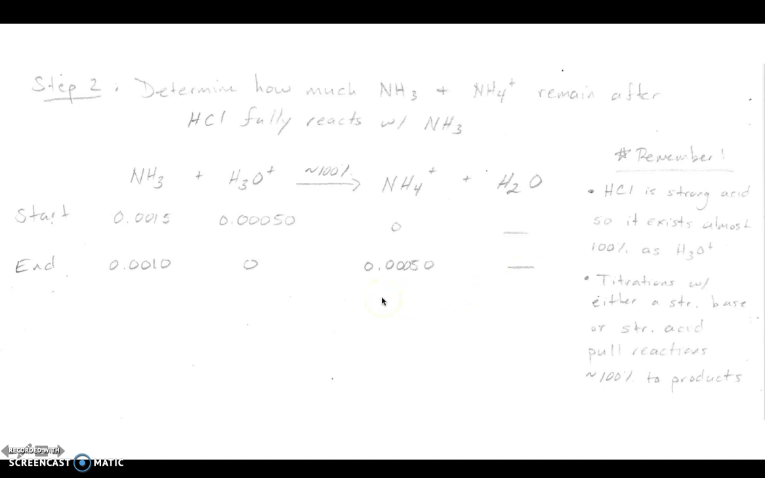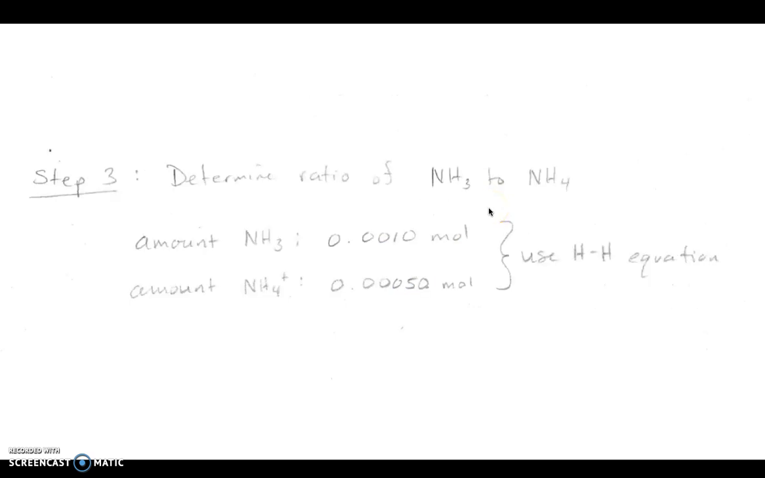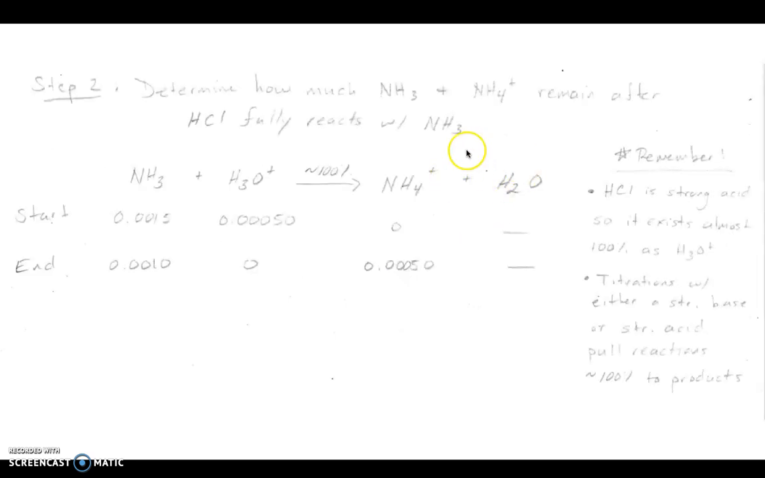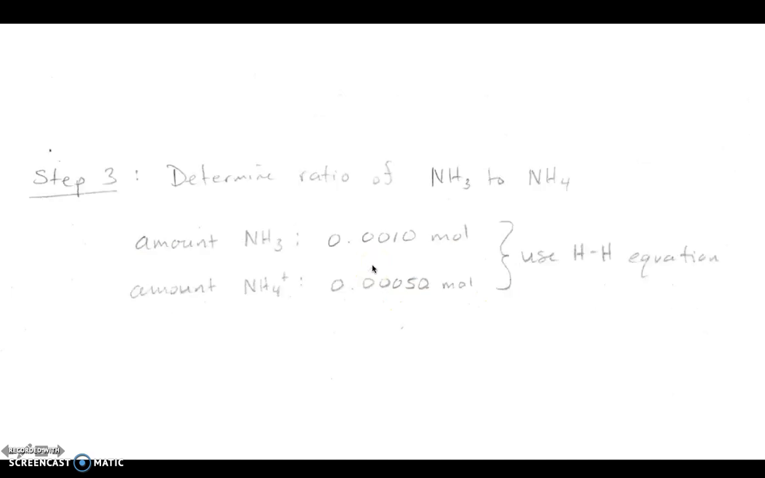is that after that HCl is fully done reacting with that weak base, I only have a couple things left in solution, right? I have ammonium, I have ammonia, and I have water, right? So now I've got to figure out from this information what is going to be the pH of the solution.